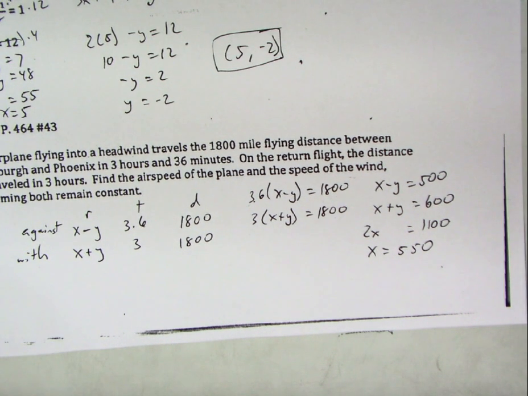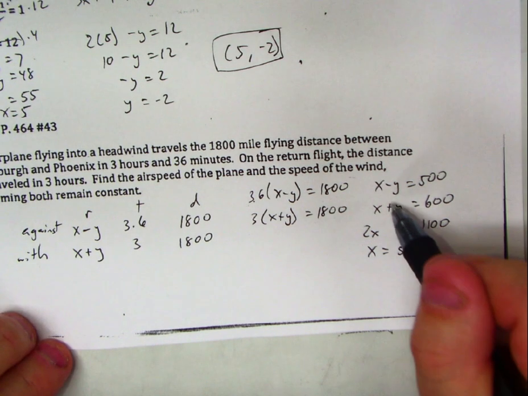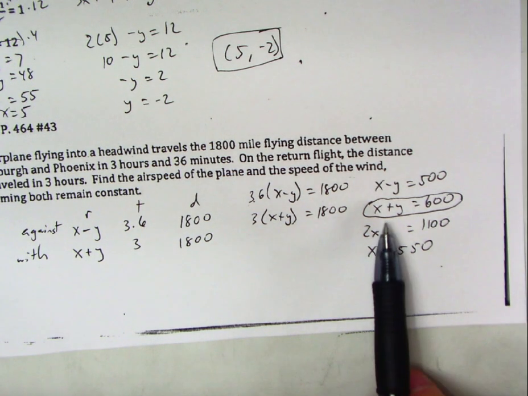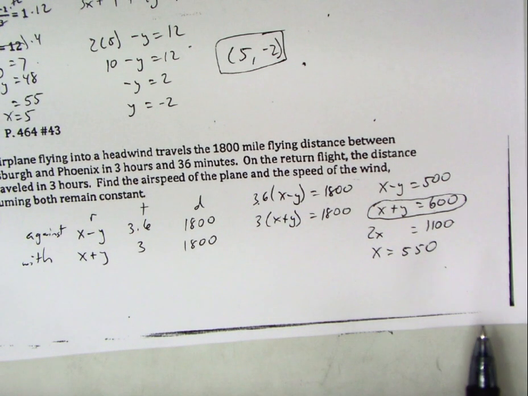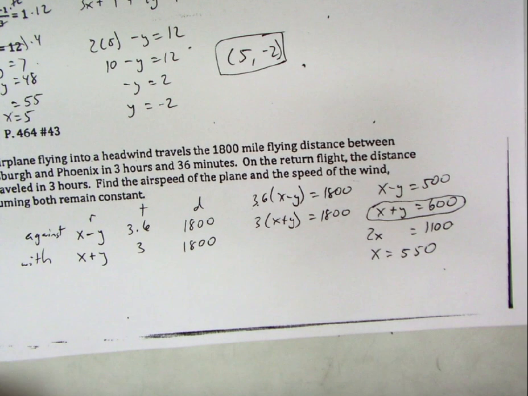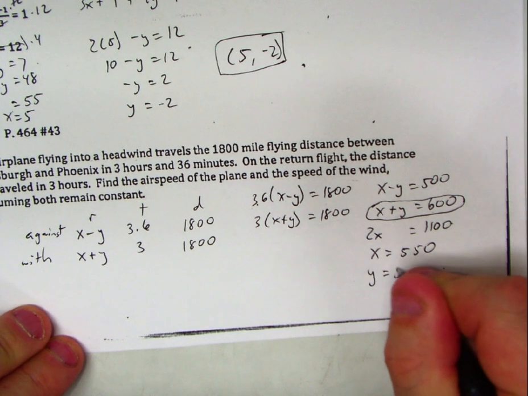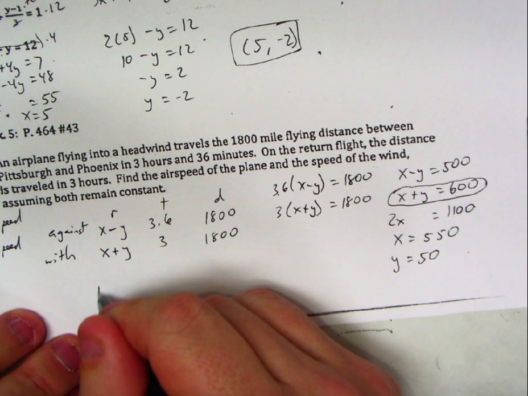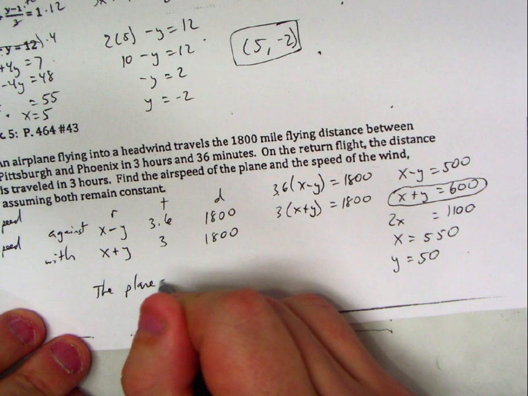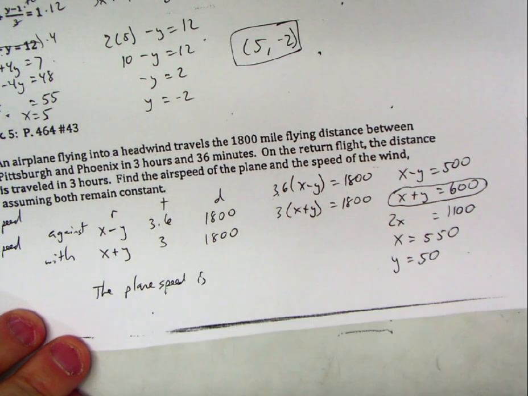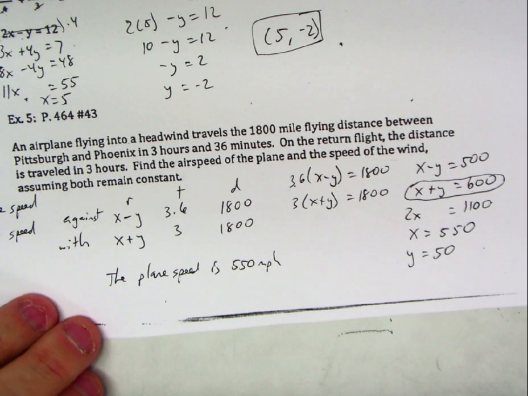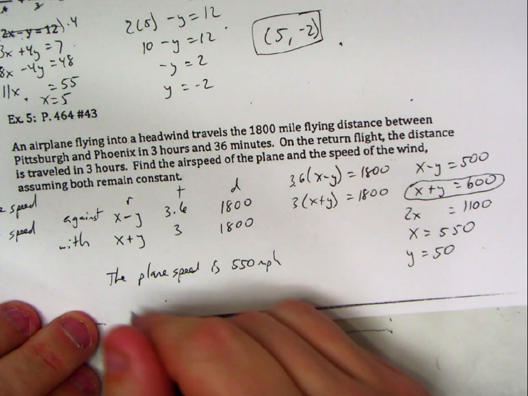And then it's easy to find the y value too, because look at this equation. I try to find the easiest equation to get my other letter. Look at this: x plus y equals 600. So if x is 550, y has to be 50. And then I'm just going to write out a brief statement about what that means. So the plane speed is 550 miles per hour, and the wind speed is 50 miles per hour.